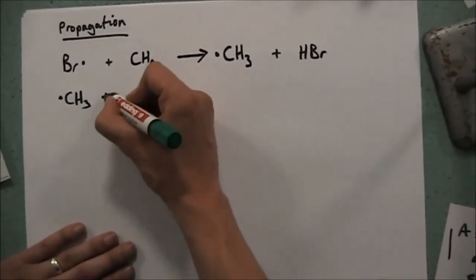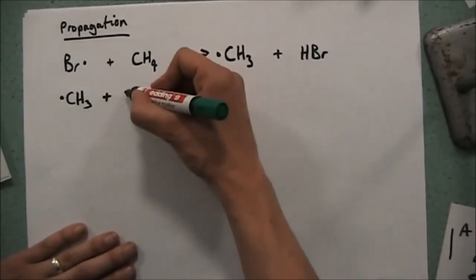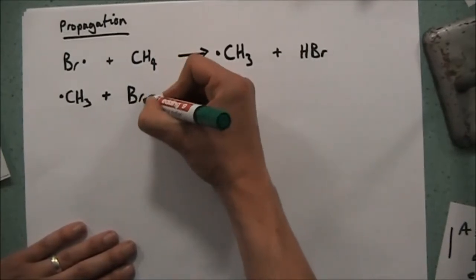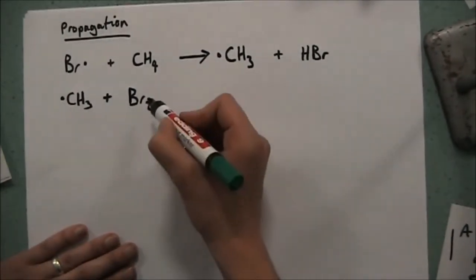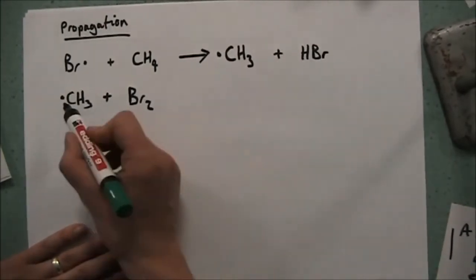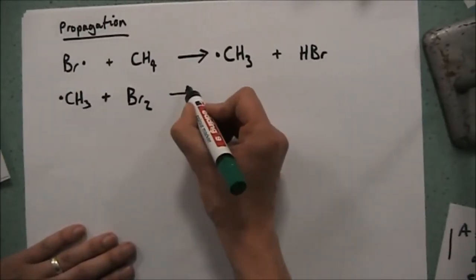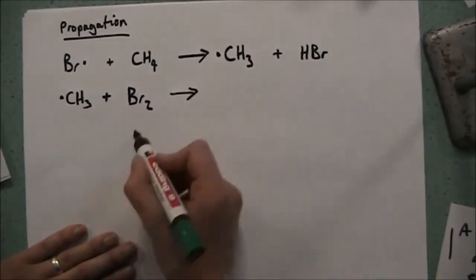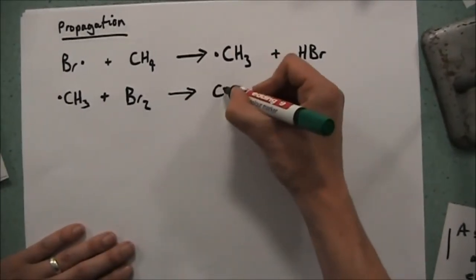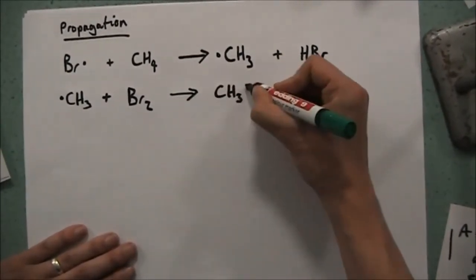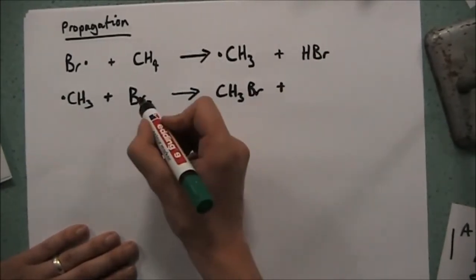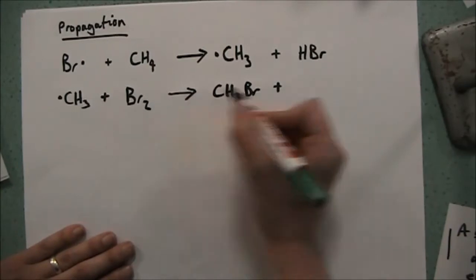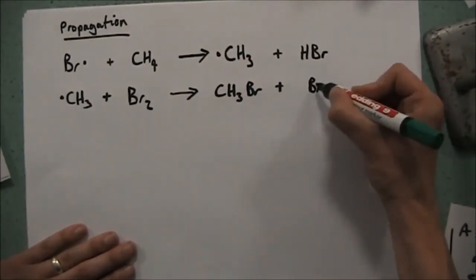The next thing that this is going to encounter, which it will react with, is a second Br2 molecule. And the Br2 molecule is going to be attacked by this radical. We're going to now rip a bromine out of this molecule, leaving us with CH3Br, and the second bromine in the molecule is going to be left with an unpaired electron again.